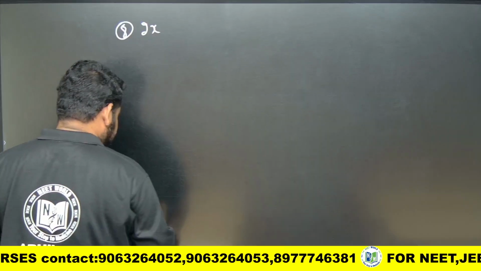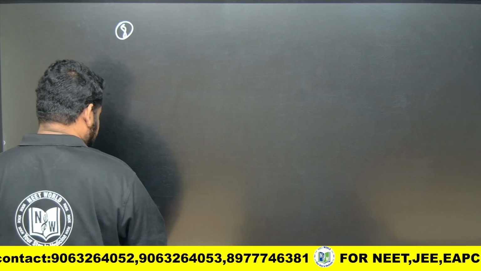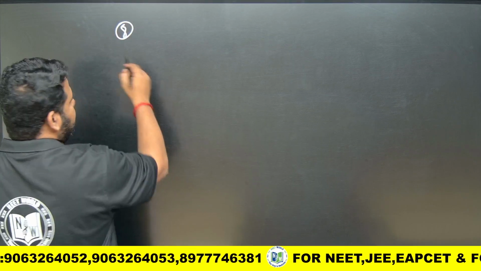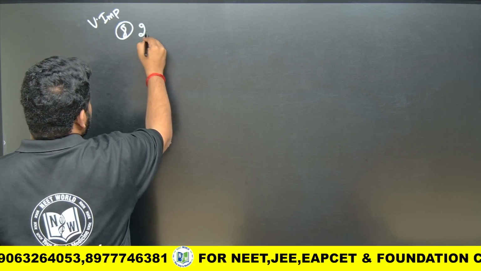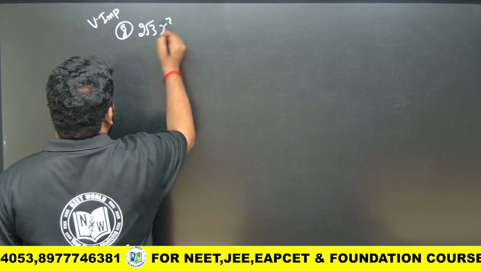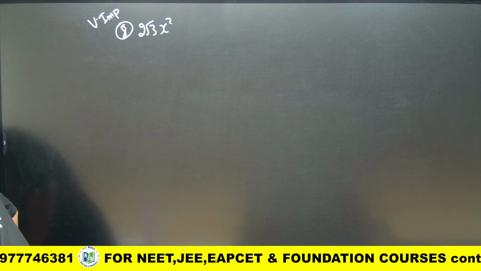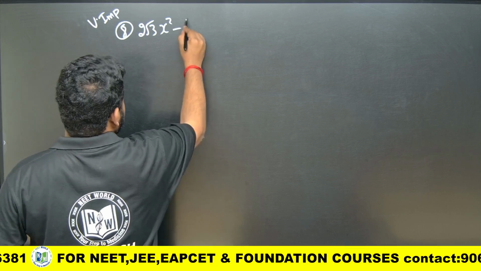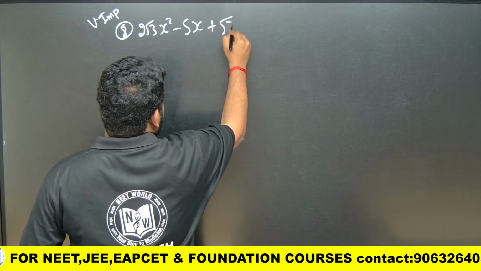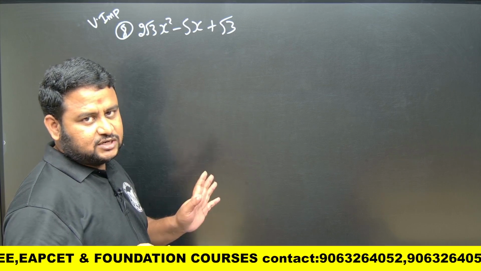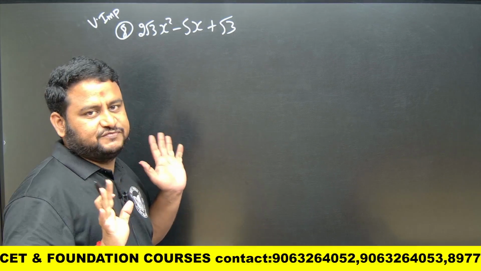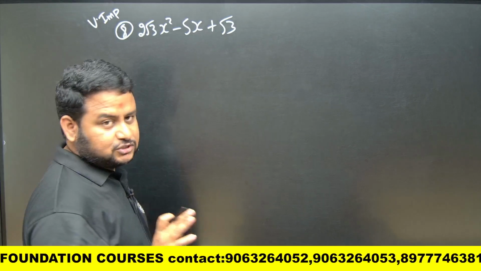We have to do the next question, a very important question: 2 root 3 x square minus 5x plus root 3. You can write it as important because here an irrational number is involved. It is actually very simple, but it is important to understand how to solve it. Since an irrational number is involved, you will feel that the question is difficult. Actually, the question is not difficult, your perception about the question is difficult, that is all.